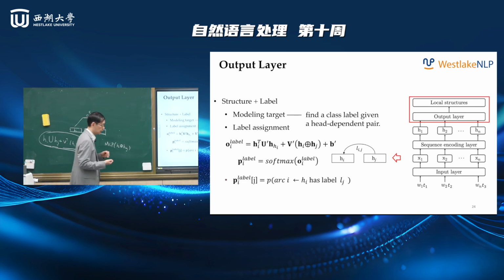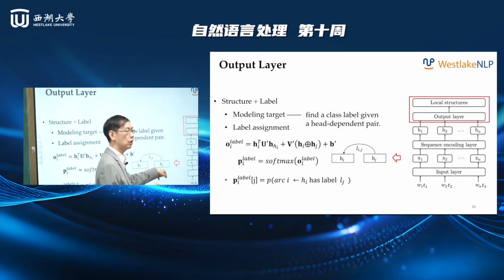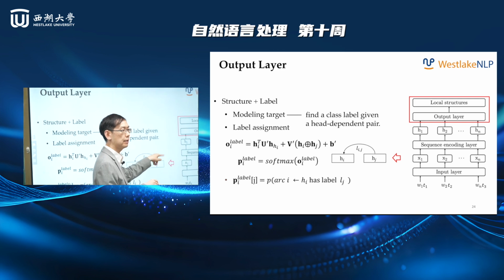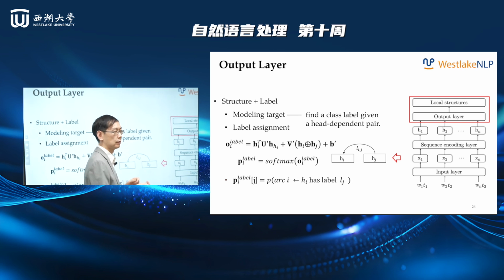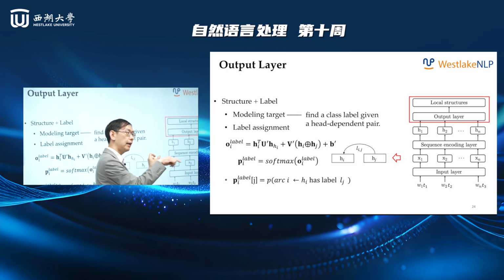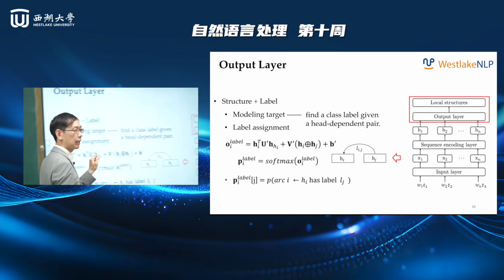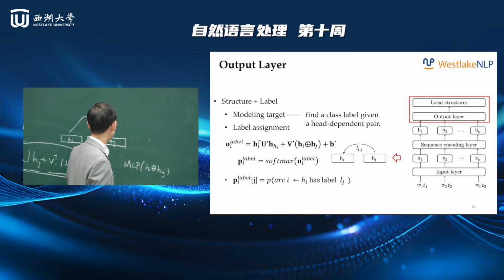A quick recap. Given a word and tag sequence, we first turn every word-tag pair into a dense vector xi. Then we put a sequence encoder to get hi over every word-tag pair. And then we do two things. One is for each hi, we find the head by calculating a score between hi and every hj.